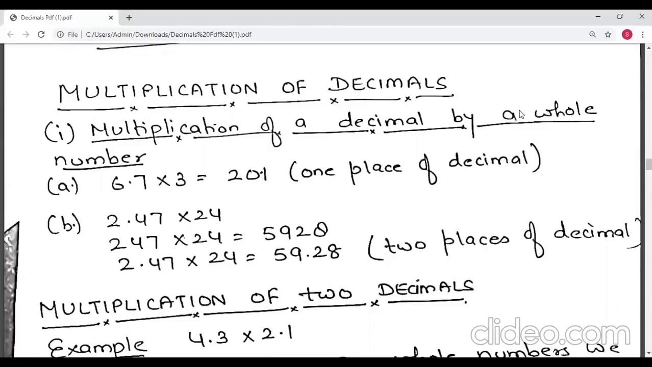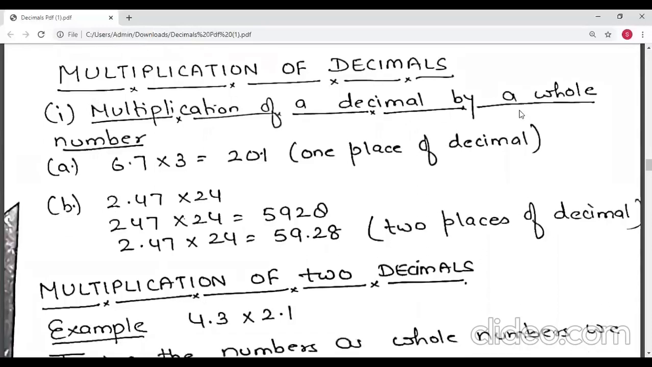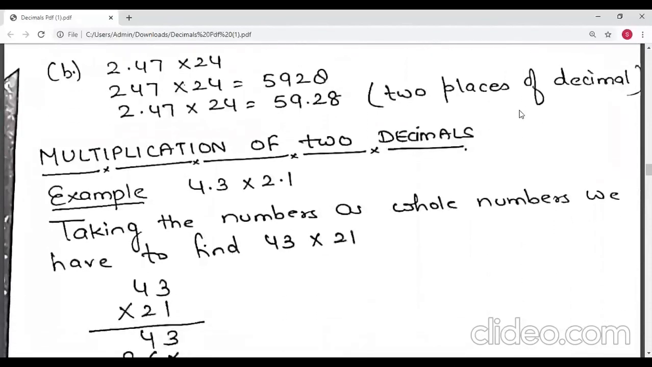Second part is 2.47 into 24. First of all, we'll multiply 247 into 24. We'll get the answer as 5928. Now, it has two places of decimal. So, 2.47 into 24 can be written as 59.28. Now next is multiplication of two decimals.